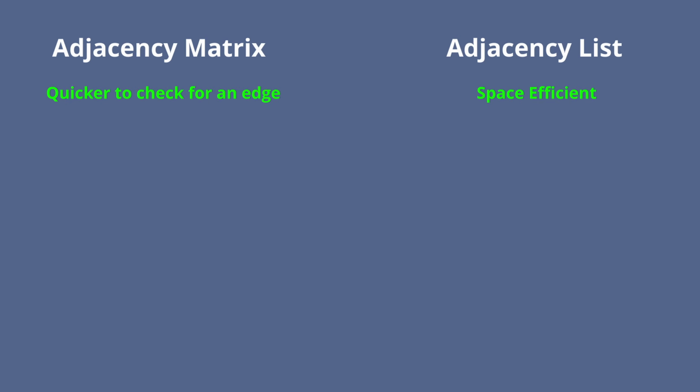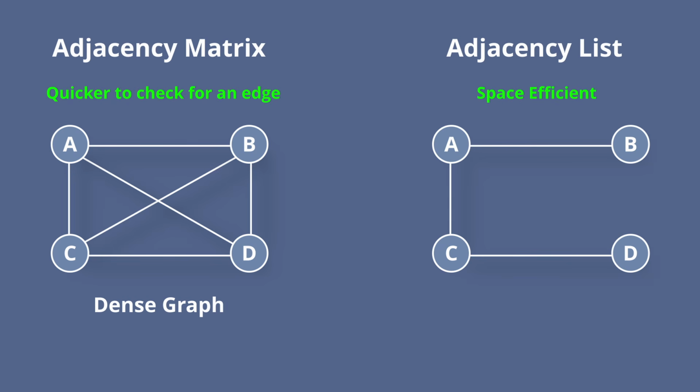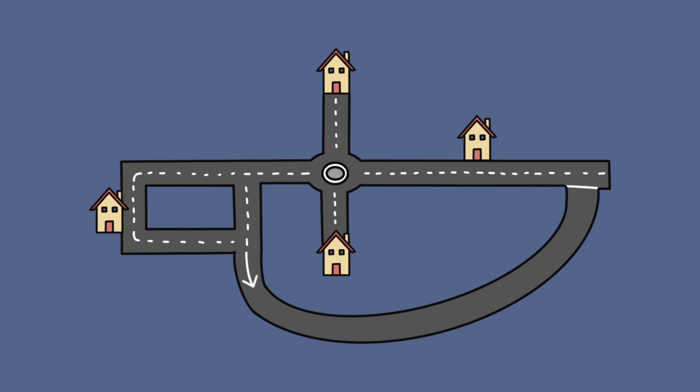So we want to use an adjacency matrix when the number of zeros in our matrix is minimized, which occurs when each node in the graph connects to every other node. This is called a dense graph. Conversely, when each node only connects to a few other nodes, it is called a sparse graph. Therefore, as a general rule of thumb, we use an adjacency matrix for dense graphs and adjacency lists for sparse graphs.